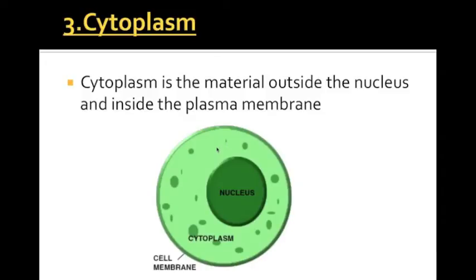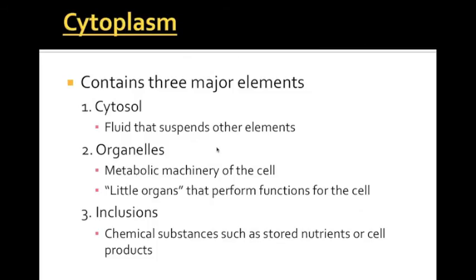The organelles, and that would be the little organs. If you break this word down, elle means little, so little organs within the cell. And then inclusions, which are basically chemical substances such as stored nutrients or cell products. And for the purposes of this course, we're not going to really get into inclusions, but I want you to be aware that they are within the cytoplasm. So let's take a moment and look at the cytosol and organelles.